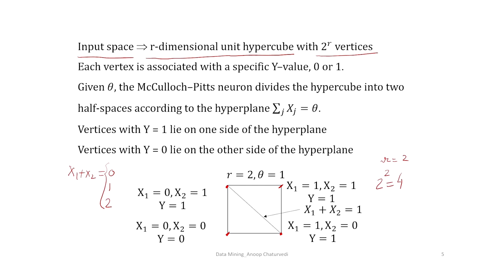And then you have taken theta equal to 1. So, if x1 plus x2 is greater than or equal to 1, then you say that the neuron fires, or y equal to 1. And if it is less than 1, then y equal to 0. So, these three vertices correspond to y equal to 1, and this vertex corresponds to y equal to 0.